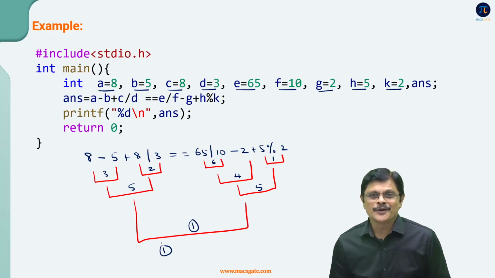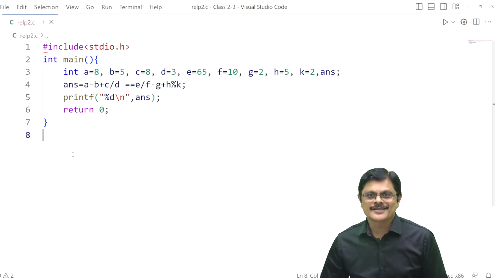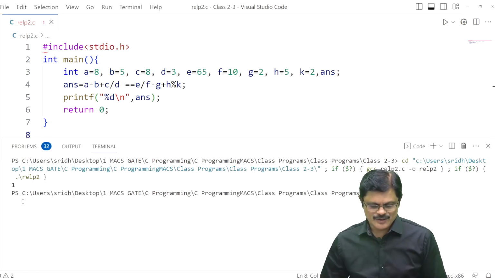If you run the code, you can see the output. Now, let us run the code. So, the output is 1. So, this is about your relational operators, my dear friends.